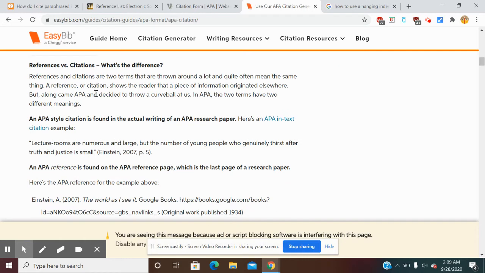References versus citation. What's the difference? Well, references and citations are 2 terms that are thrown around a lot and quite often mean the same thing. A reference or citation shows the reader that a piece of information originated elsewhere. But along came APA and decided to throw a curveball at us. In APA, the 2 terms have 2 different meanings. So those are just some things that you have to be mindful of.